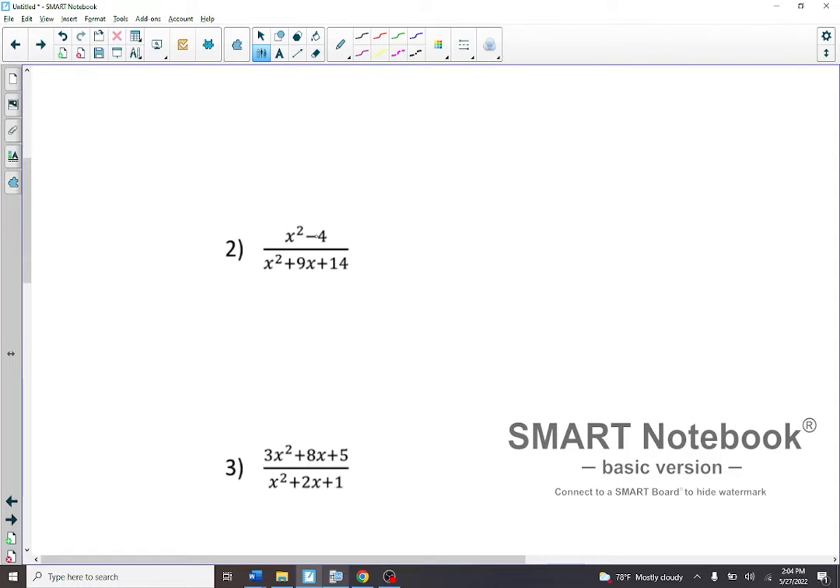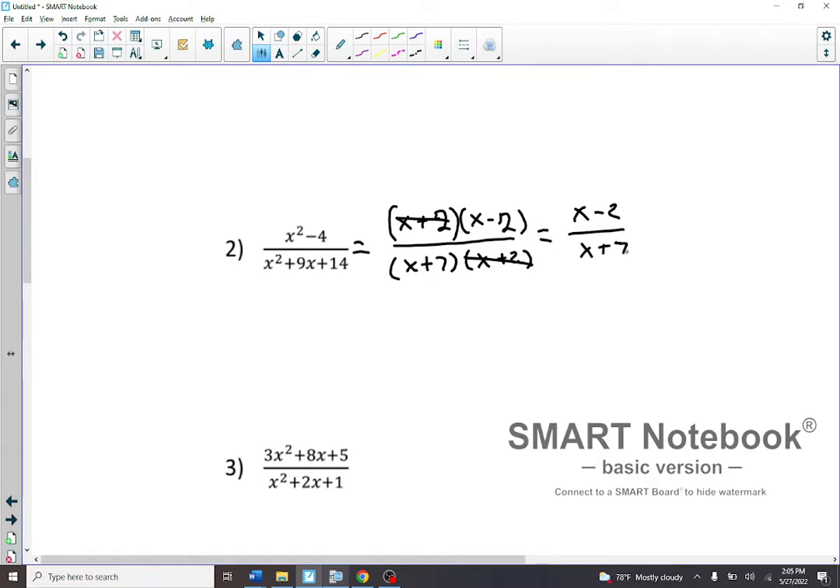Over here, x squared minus 4. They don't match, but if I were to factor the top and bottom separately, this is x plus 2, x minus 2. And over here, it's going to be x plus 7, x plus 2. Because the x plus 2's match, I could cross them out. So x minus 2 over x plus 7 is my final answer.